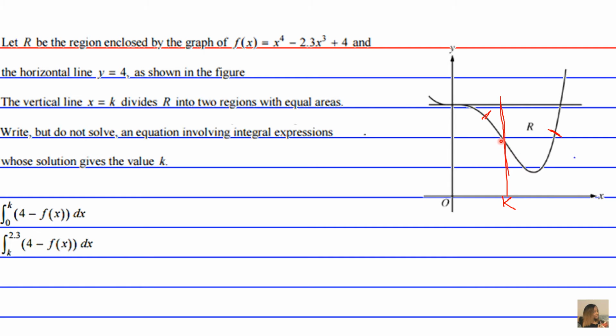Now, the equation for the region to the right of k is very similar. So we're going to analyze this region. It's going to be the integral with lower bound k, up to 2.3. If you watch flashcard set 27, we solve for x, and x is either 0 or 2.3. These are our points of intersection of these two functions. And so the integrand is going to be 4 minus f of x, and we're integrating with respect to x, so dx, okay?